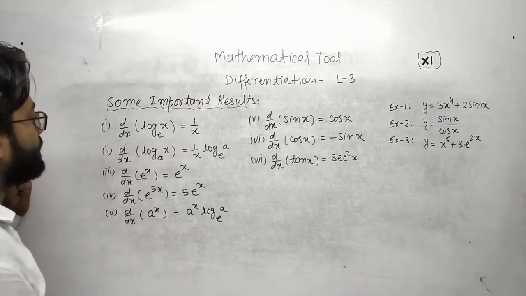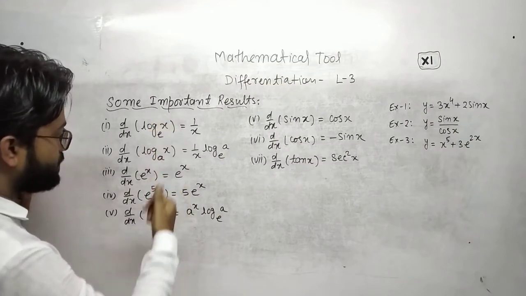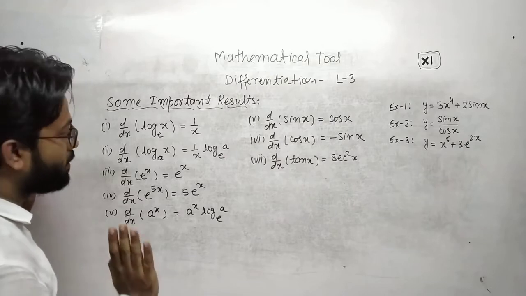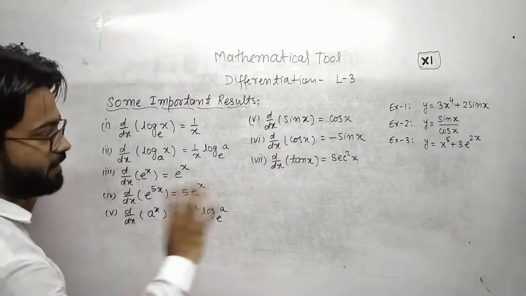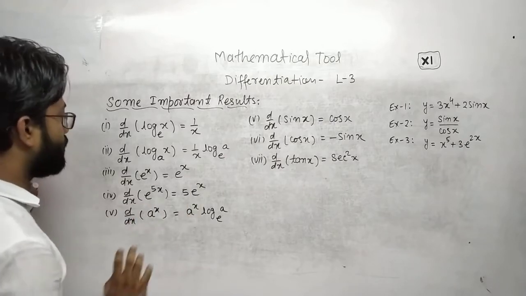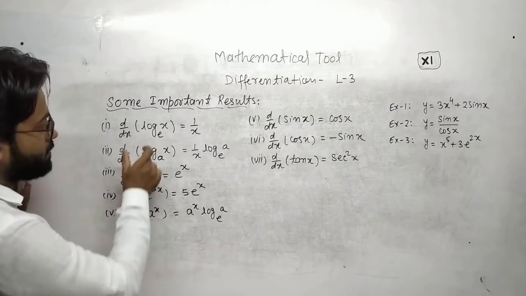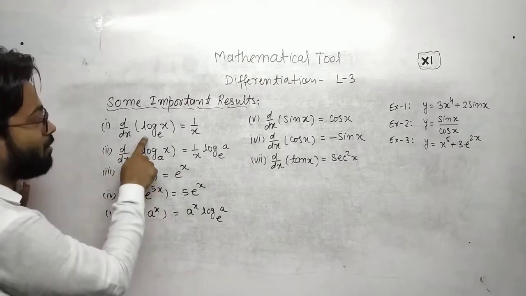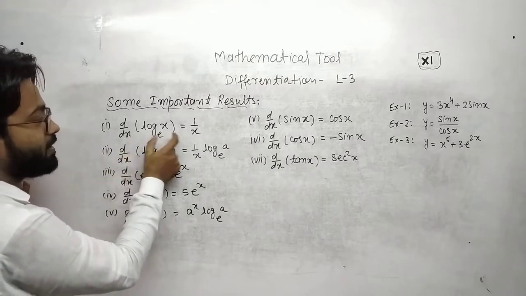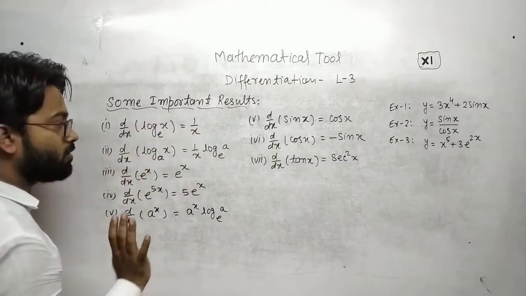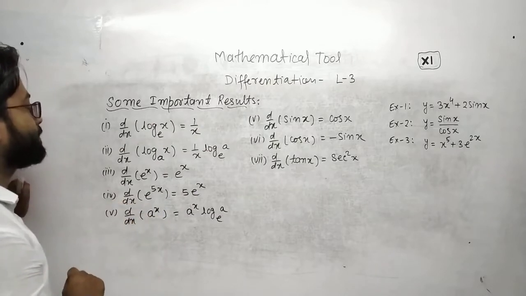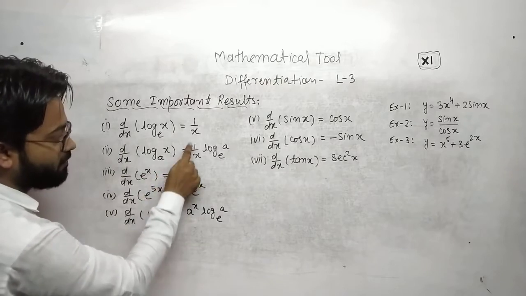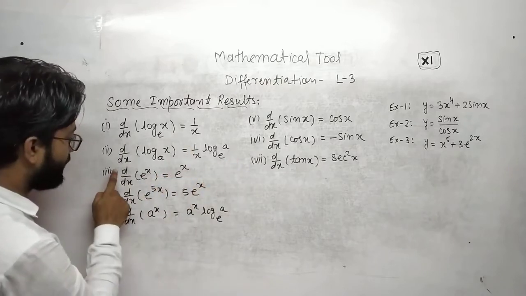Basically, these results you will discuss in class 12th mathematics, but bio students will learn them as they are, because many times the result will be used as it is, without any explanation of why the differentiation of log x comes 1 by x, without any argument. Now differentiation of log base a of x is 1 upon x log e a.